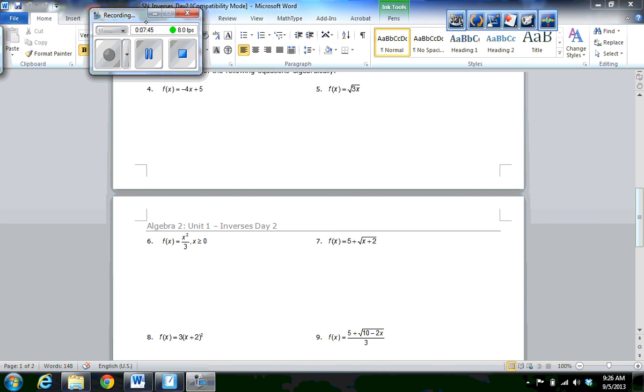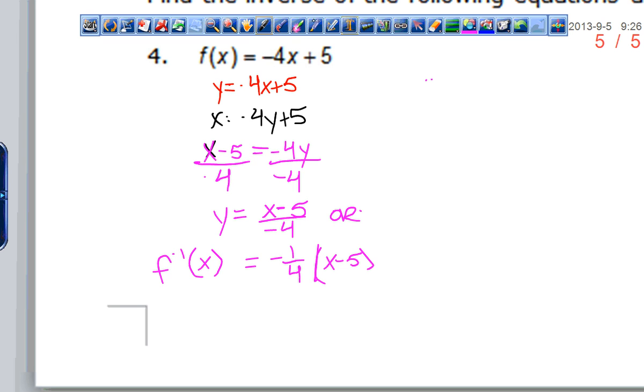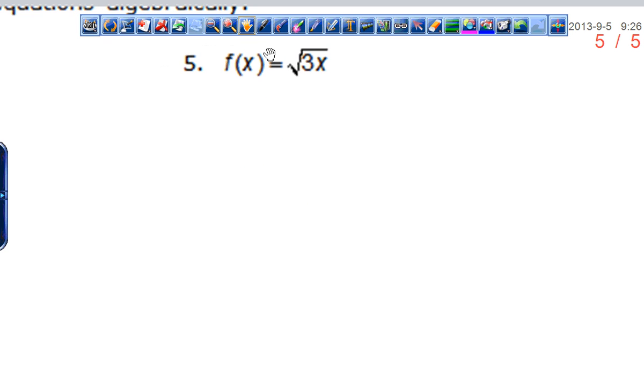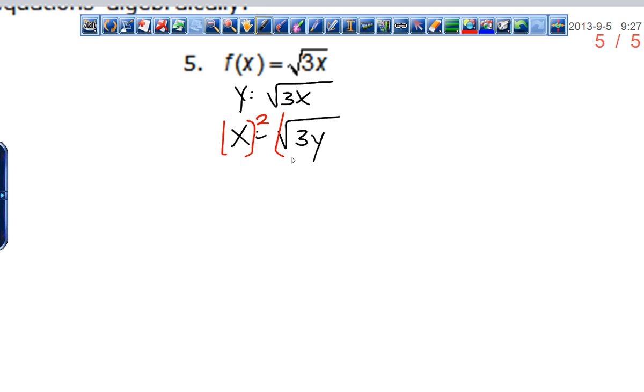Pause a second. Now we got it. Okay, what's our first step? Switch x and y. So first we got y equals square root of 3x, then x equals square root of 3y. What now? We're going to square both sides. So I get x squared equals 3y. And then we're going to divide both sides by 3.